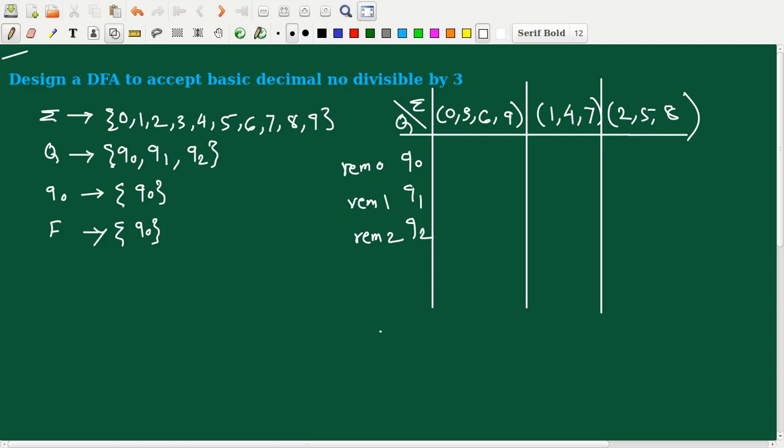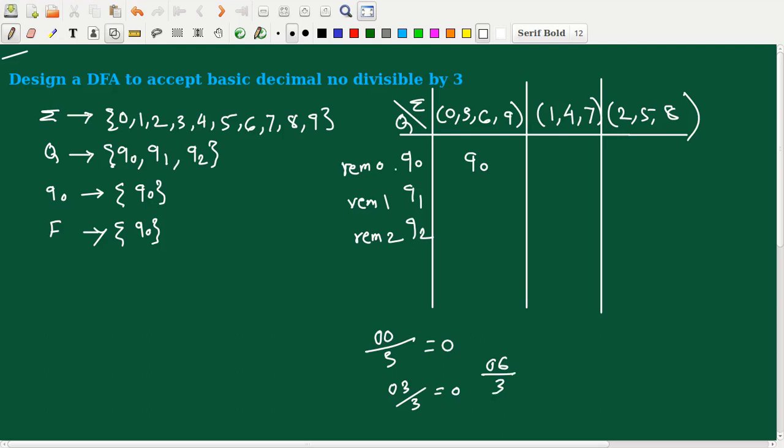Now Q0 is itself 0. I'll provide one more input to it, that is 0. So it becomes 0, and if I divide it by 3, I get a remainder 0. So the state for remainder 0 is Q0. A similar thing happens if I provide input 3: I have Q0, that is 0, I provide input 3, and I get a remainder 0. Similarly for input 6, Q0 is already 0, I provide input 6 and divide by 3, and I get state Q0. So for this whole set, Q0 is the output.